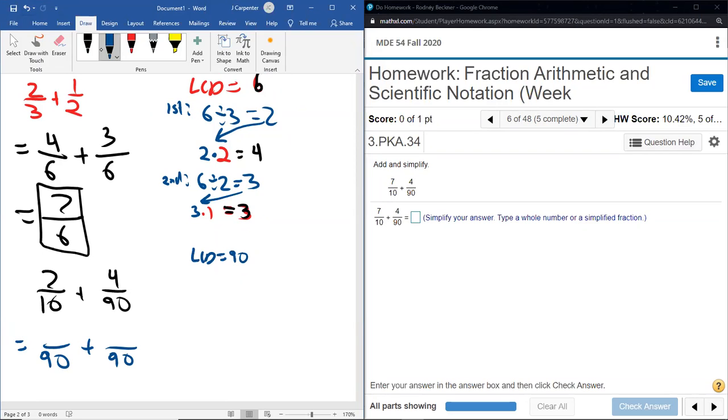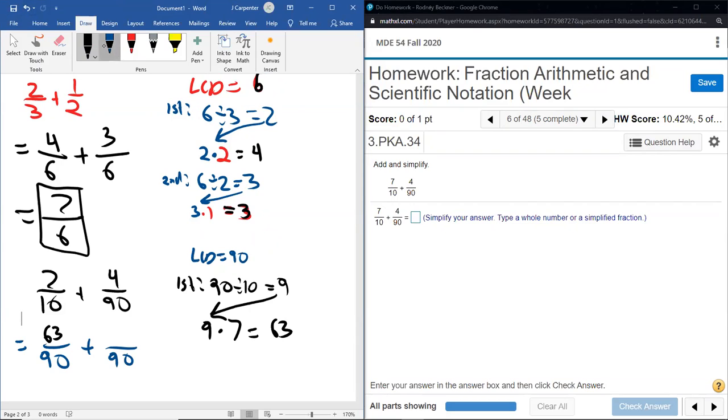And then we divide and multiply to figure out what the new tops will be. So for the first fraction, you're taking 90 divided by 10, which is 9. Then you take that result and multiply it by the top, which is not a 2, a 7. Why did I write 2? I had 7 in my head. 9 times 7 is 63, which is the new top. If the bottom changes, the top better change.